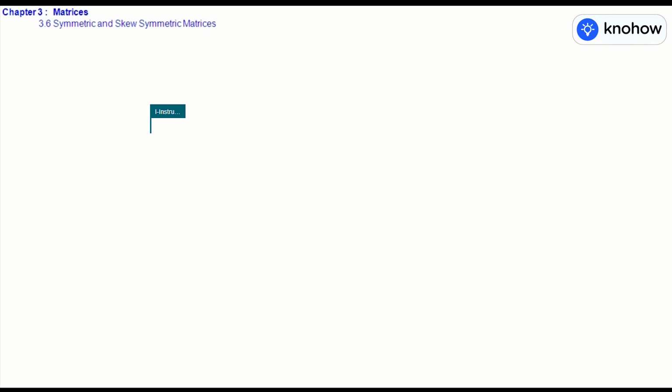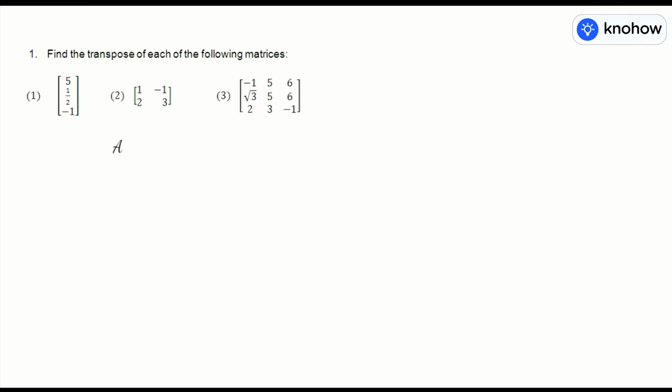the transpose of each of the following. Say in the first part, let me denote it by symbol A. The matrix given is 5, half, minus 1. Can you tell me what is the order of this matrix A? It has got 3 rows and 1 column. Now we have to find the transpose of the matrix. So what will be the transpose of this matrix, A dash?